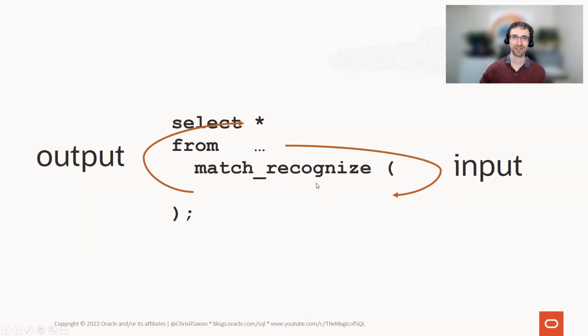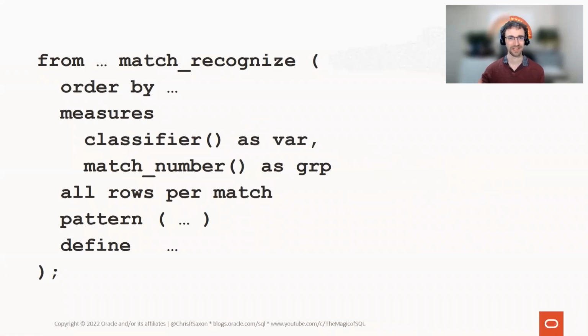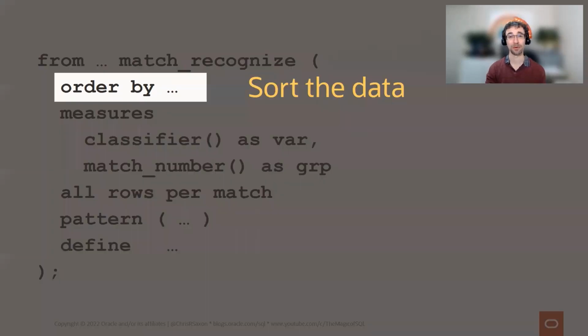Now, within Match Recognize, there's a whole stack of clauses, and it looks a little bit like this. And at this point, it's like, oh God, what's going on here? So we're just going to go through these fairly quickly, just to give you a glance at what they're about. There are 5 key clauses we're going to look at. First up is the order by.